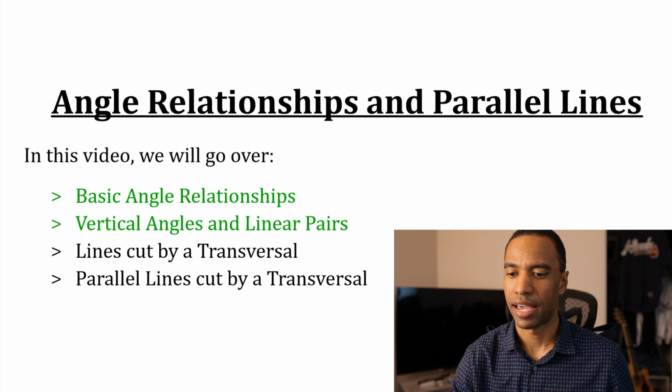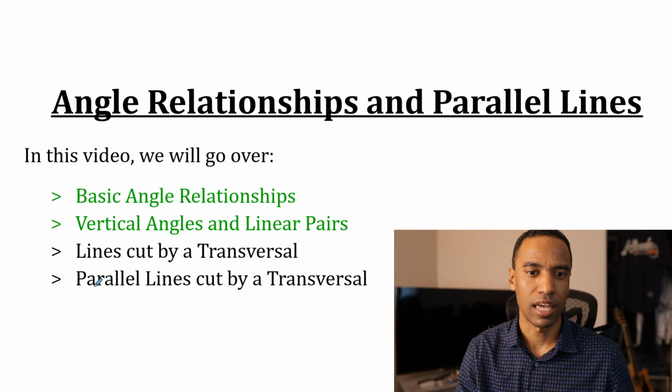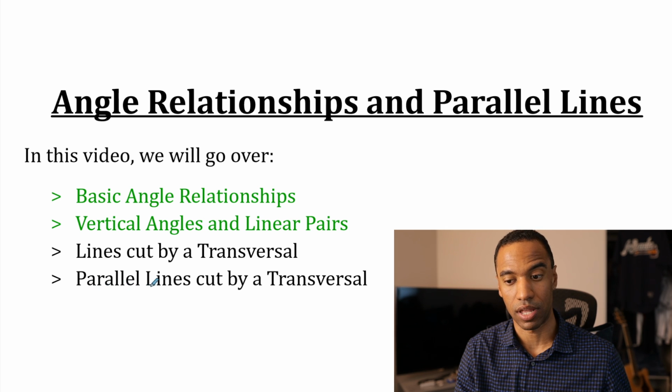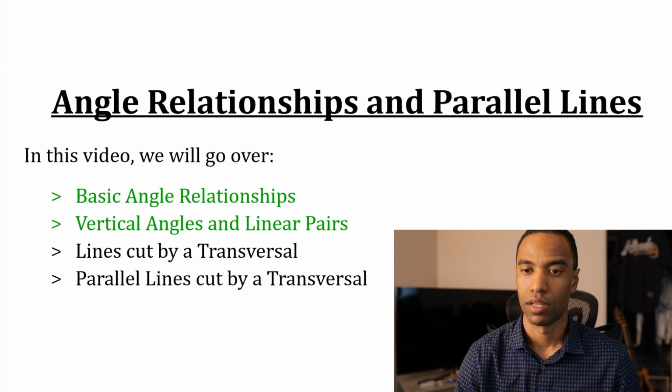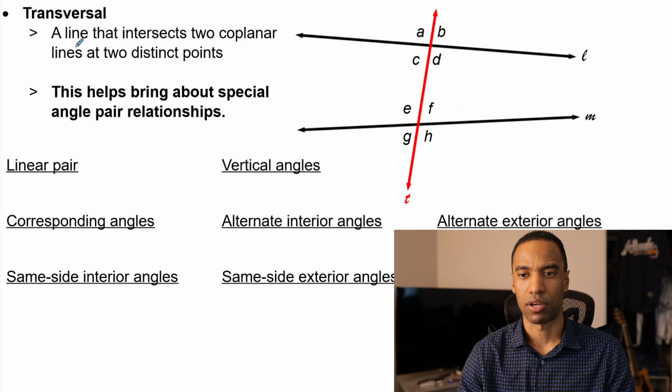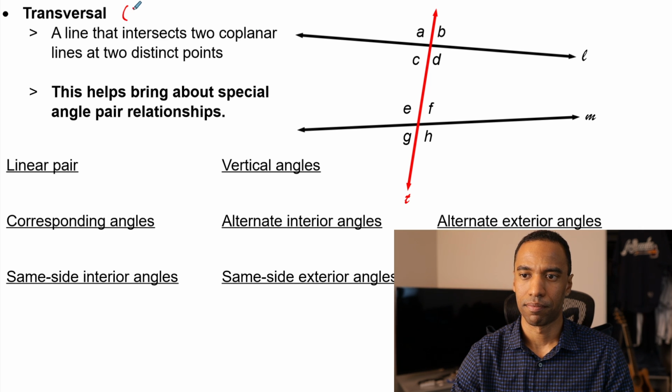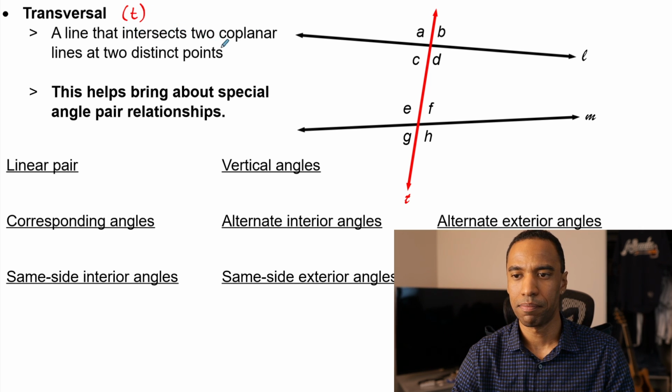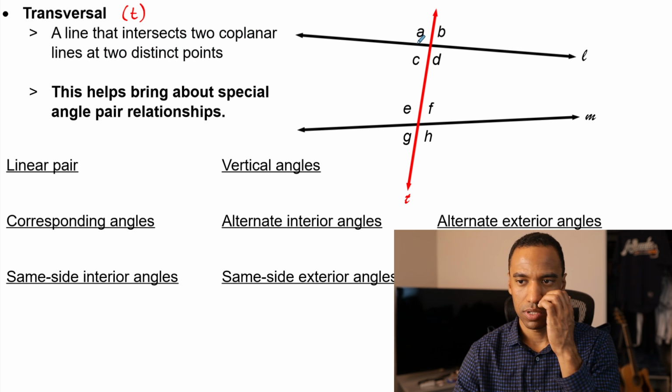Let's look at lines cut by a transversal, and then we'll see what kind of things happen when those lines actually happen to be parallel. Well, let's start with what a transversal is, and we're going to look at this diagram to help us out, guys. A transversal is like this red line right here, this red line T. A transversal is any line that intersects two coplanar lines at two distinct points.